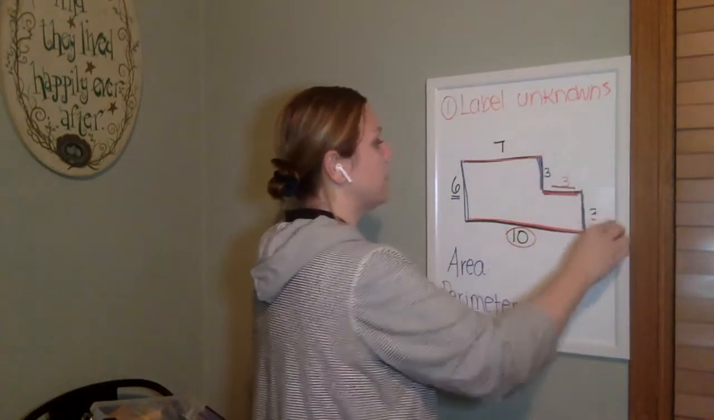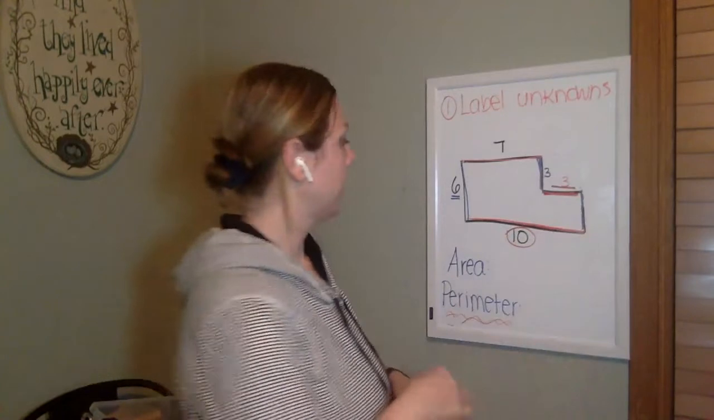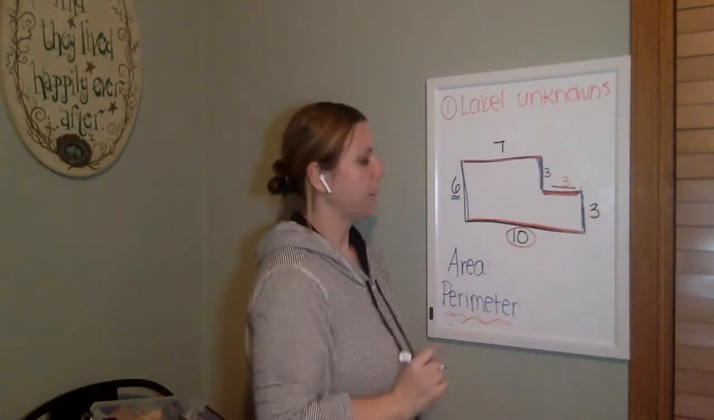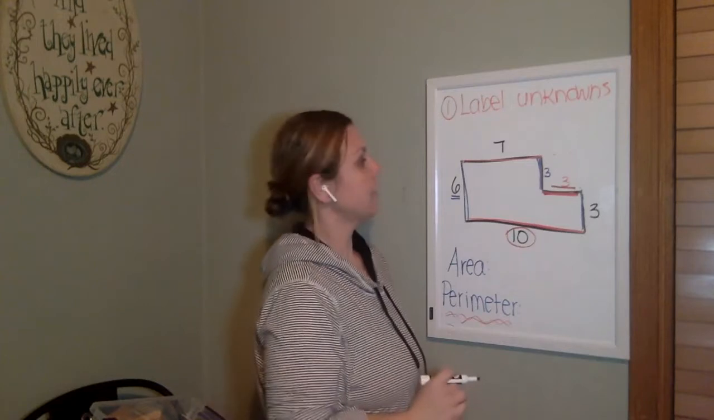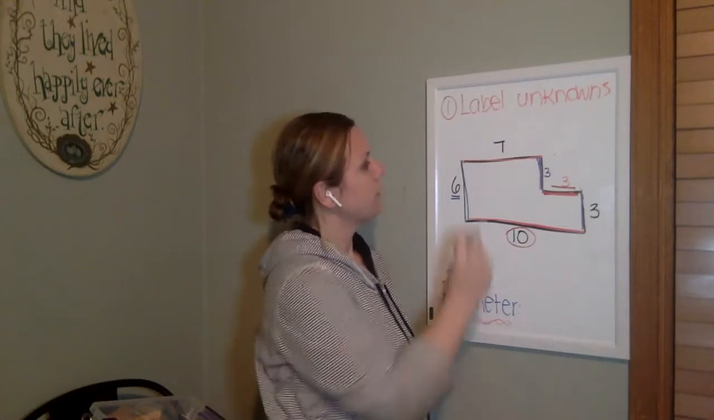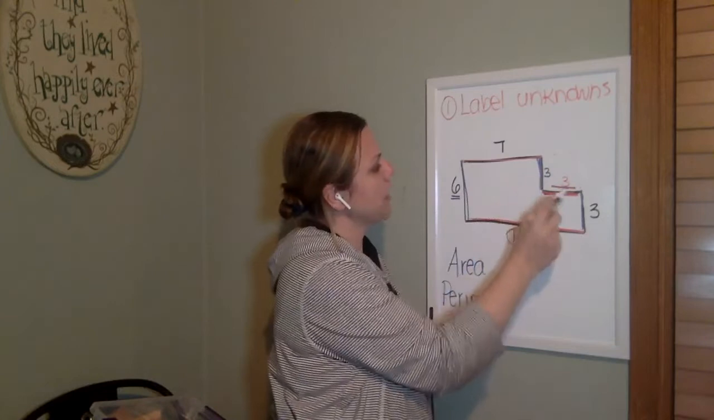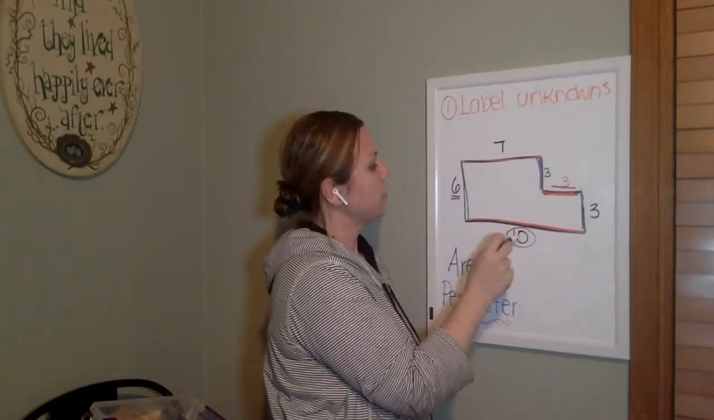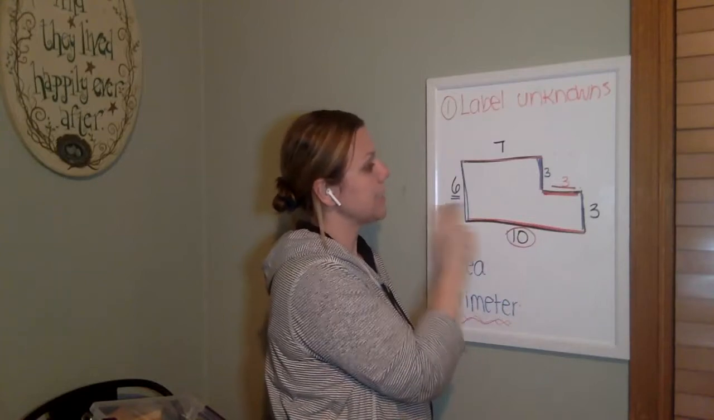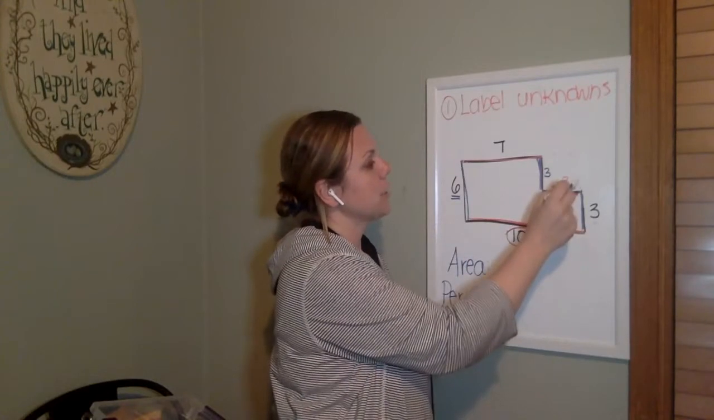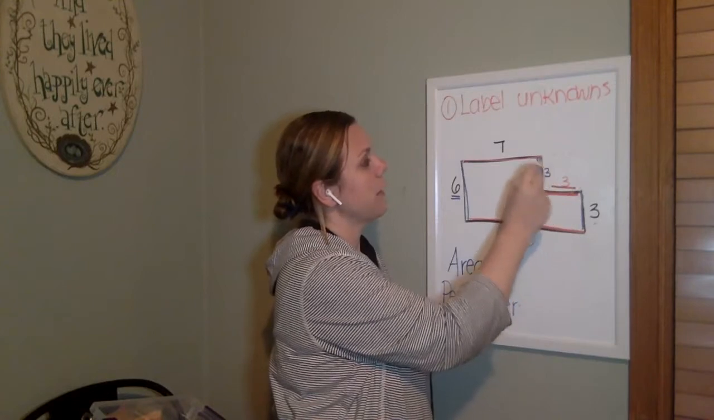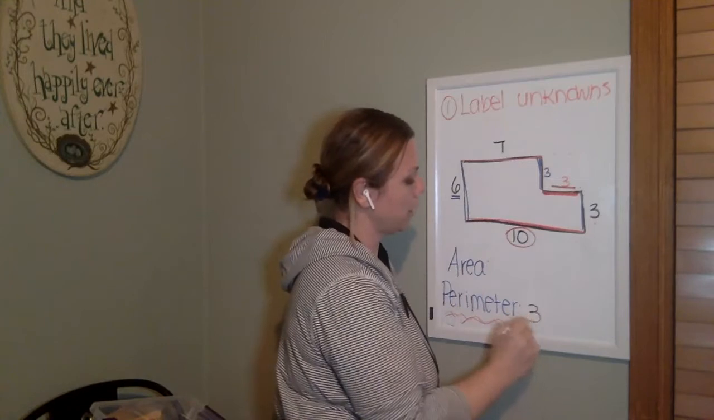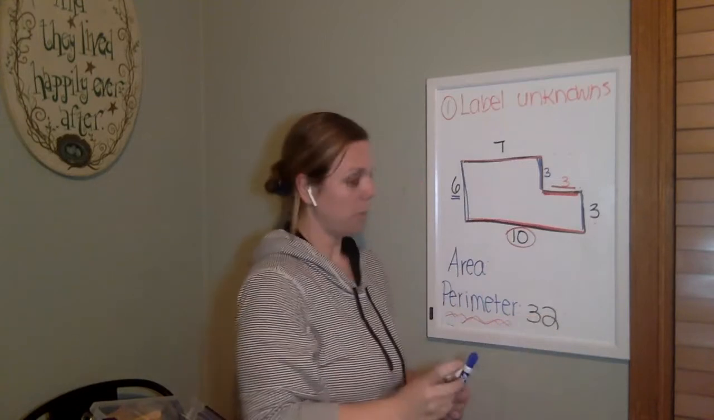So now I have enough information. Whoops, didn't mean to erase that 3 there. Now I have enough information. Do I have enough information to find my perimeter? Do I have all of my sides covered? I do. So now I have enough information to go 7 plus 3 plus 3 plus 3 plus 10 plus 6. So I would do 10 plus 6 equals 16, 17, 18, 19, 20, 21, 22, 23, 24, 25, 26, 27, 28, 29, 30, 31, 32. So my perimeter would be 32.